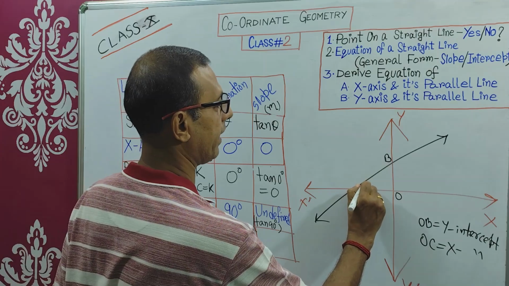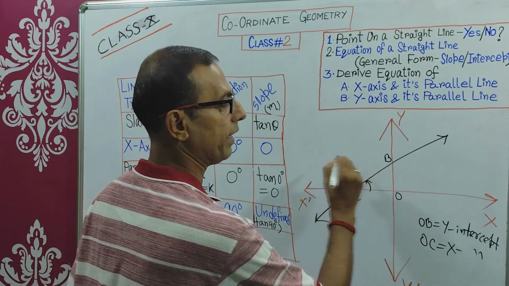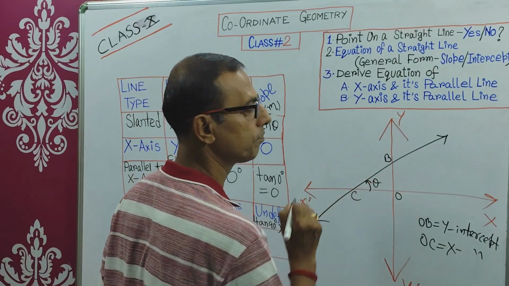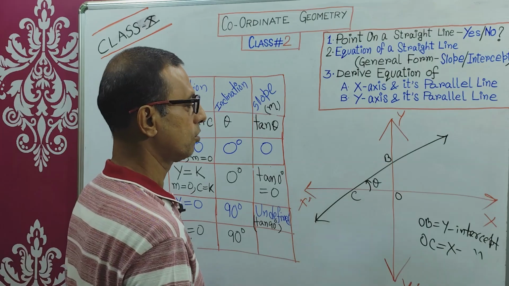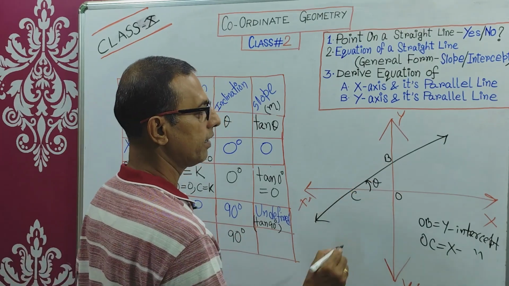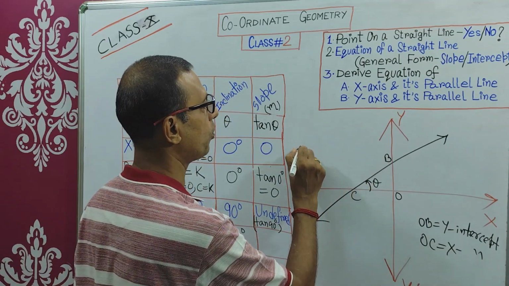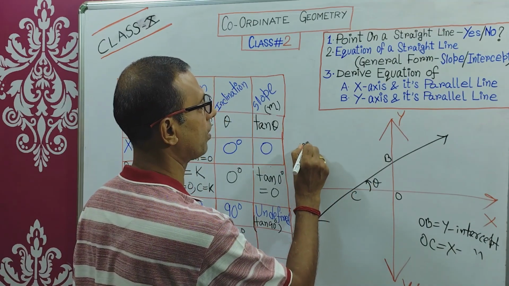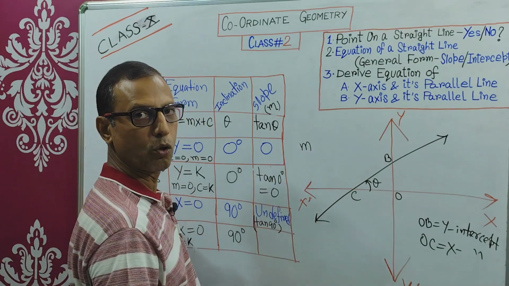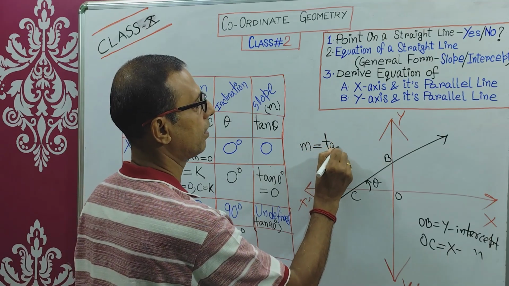And this is the angle in the anti-clockwise direction it's creating with the x-axis. I'm assuming this angle is theta, right? So in that case, the inclination is theta and the slope will be m. Conventionally we consider m as the slope, right? m equals tan theta.